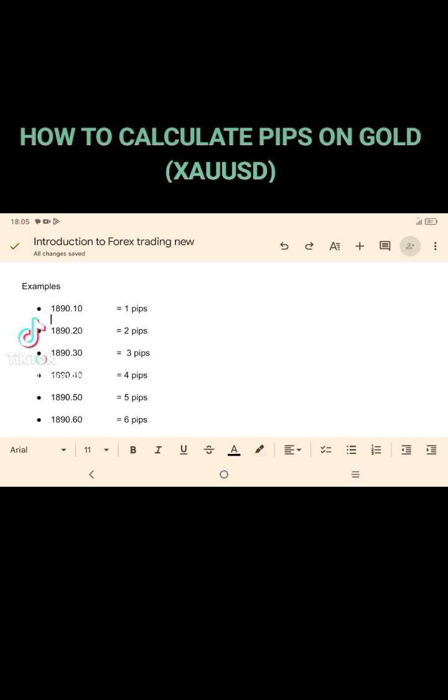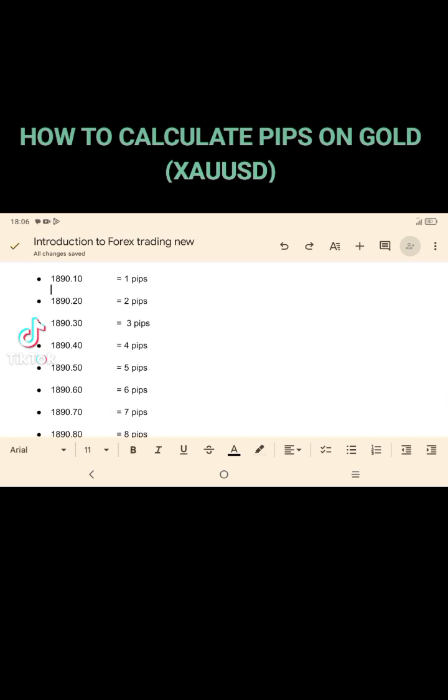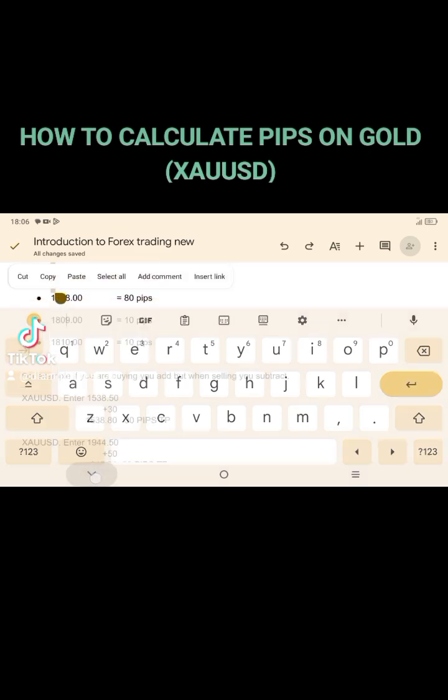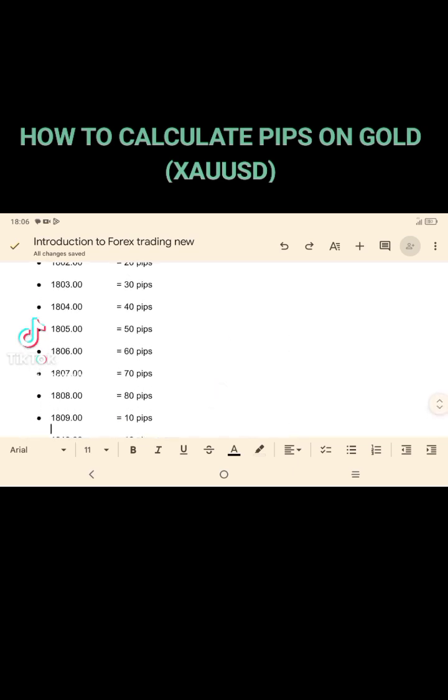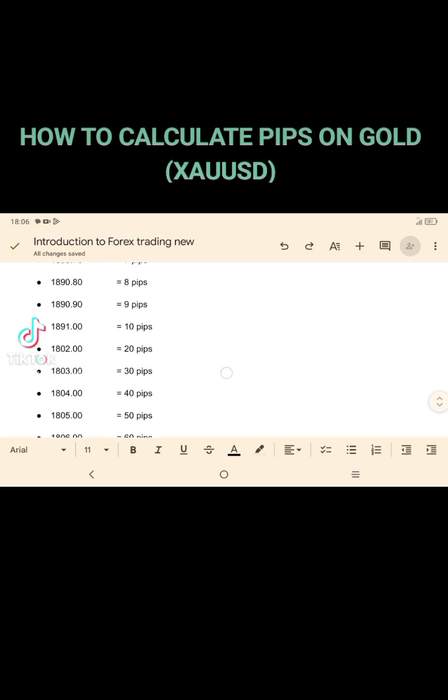Now for example, we say 1890.10 is giving us 1 pip. 1890.20 is giving us 20 pips. 1890.30 is giving us 30 pips. 1890.40 is giving us 40 pips. This is how you go. 1890 point this is giving us what? Is 90 is giving us what? 90 pips.